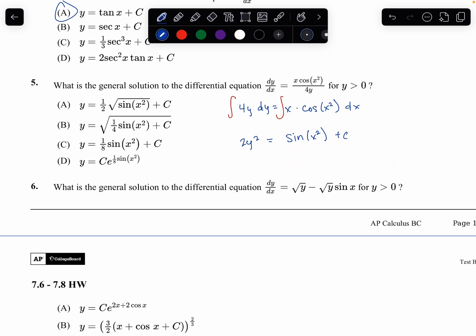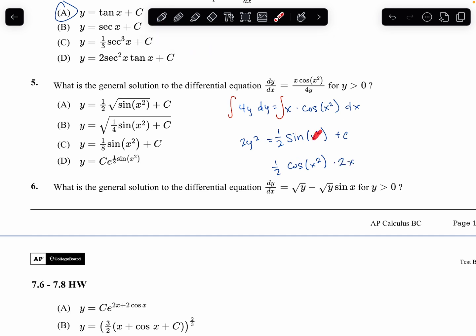So I think I'll do this as 1/2 sine of x squared. So let's double check now. I would have 1/2 if I'm taking the derivative of this in hopes to get the same thing here. So I would have 1/2 times cosine of x squared, because cosine is the derivative of sine. Then I'd have to multiply by 2x for the derivative of the inside, and the 2's would cancel, leaving me with x times cosine of x squared, which is what I have up there. Perfect. And then I'm going to have to divide both sides by 2. So if I divide by 2, I get y squared is equal to 1/4 sine of x squared.